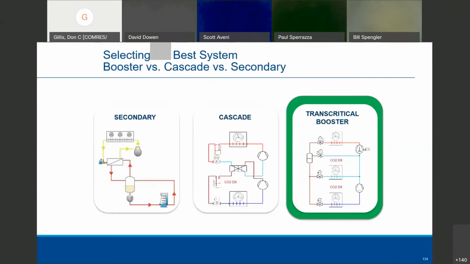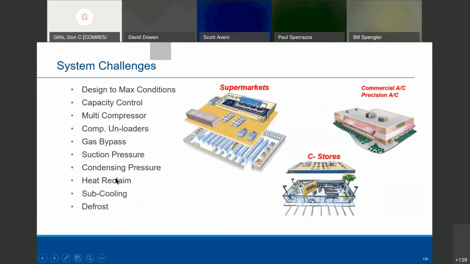Talk about the transcritical system now. Again, when we talk about transcritical, we are talking about a system that's designed to go into transcritical. We know it's going to hit 88 degrees. It's designed for that. Some of the system challenges: the design to max conditions, the capacity control, the multi-compressor, compressor unloaders, and the gas bypass, and so on and so forth. We're going to talk a little bit about those.